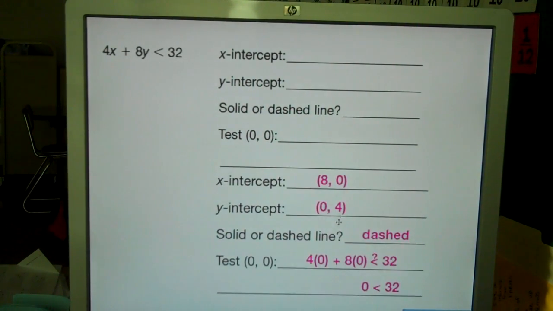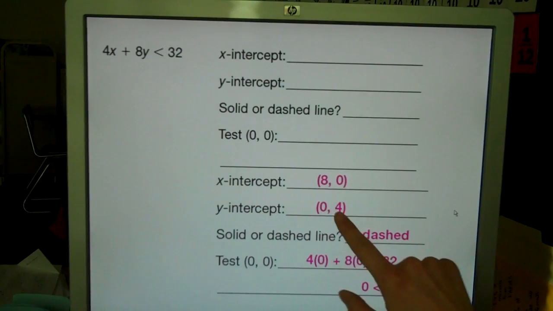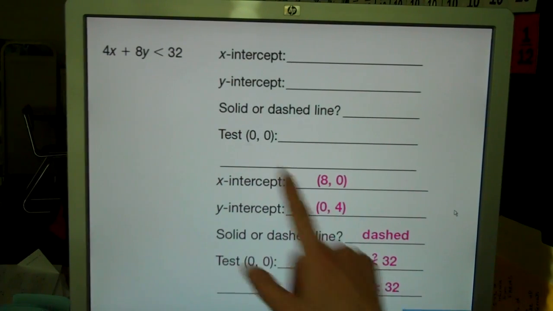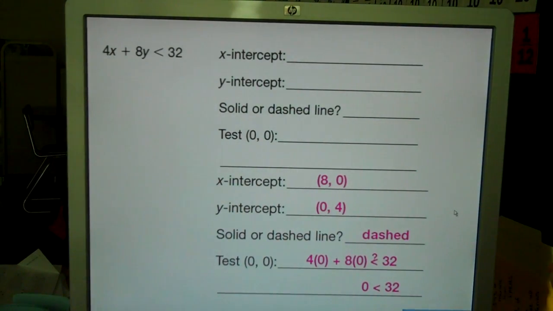The answer is, there it is, all of it, okay? Your x-intercept should have been 8, your y-intercept should be 4. I hope you said it was going to be a dashed line. We do not want to include any of the ordered pairs on the line. And did you test (0, 0)? You plugged in 0 for each of these. We were checking it. 0 is less than 32.